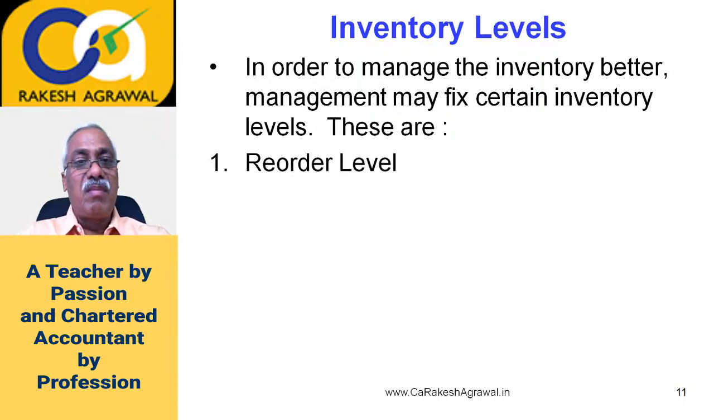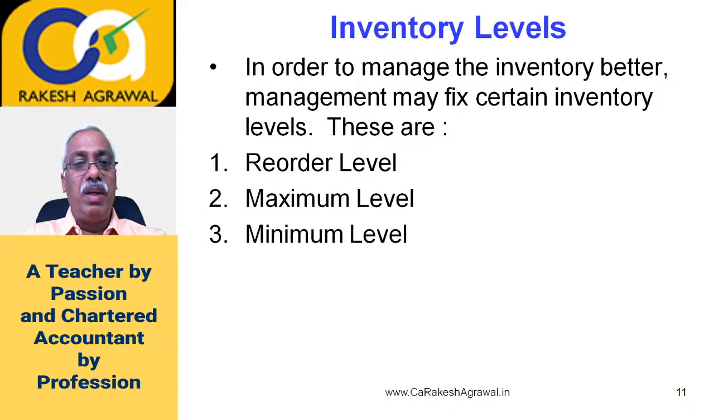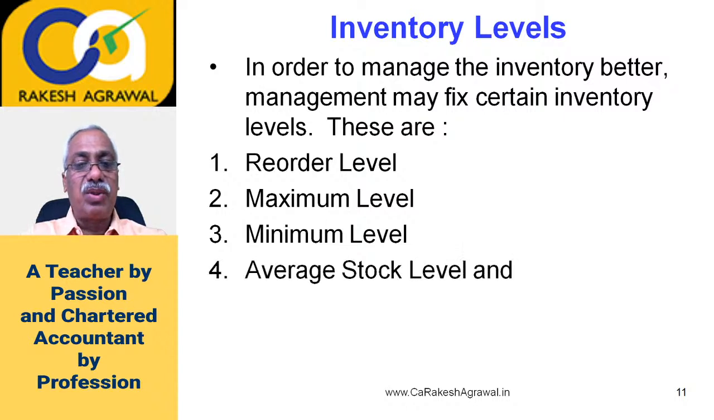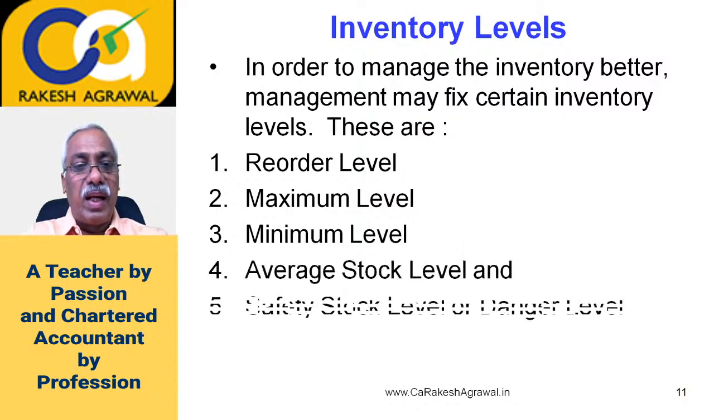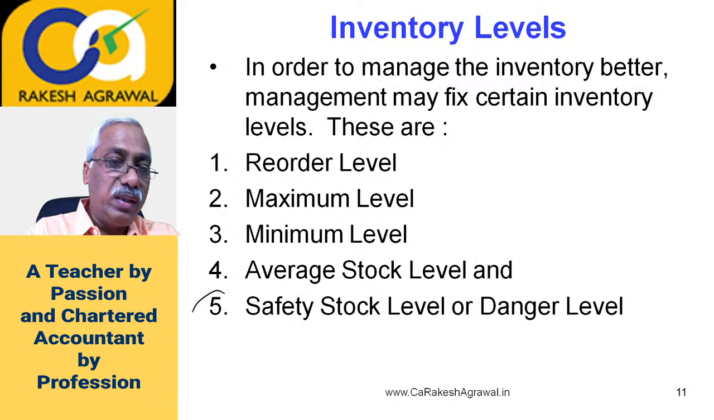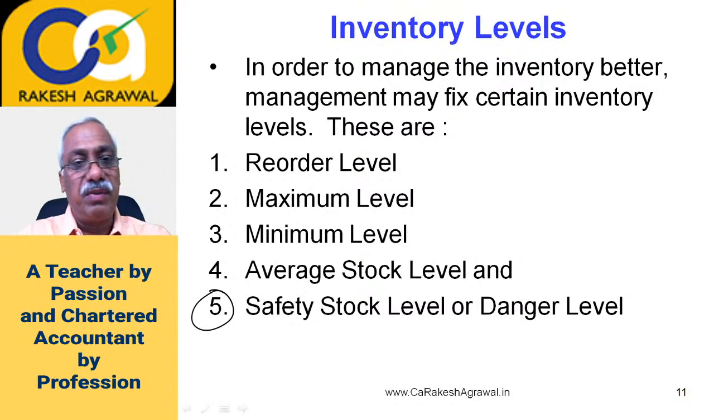The names, if you remember: reorder level, maximum level, minimum level, average stock level, and sometimes safety stock level, which is also known as danger level. The safety stock level is calculated sometimes if given in the question. Otherwise, the first four are more popular. So these are the names. Then we will slowly move to the formulas of these four levels.